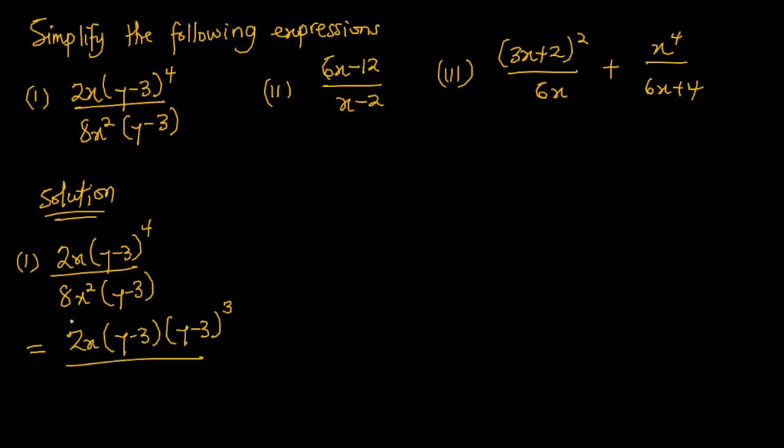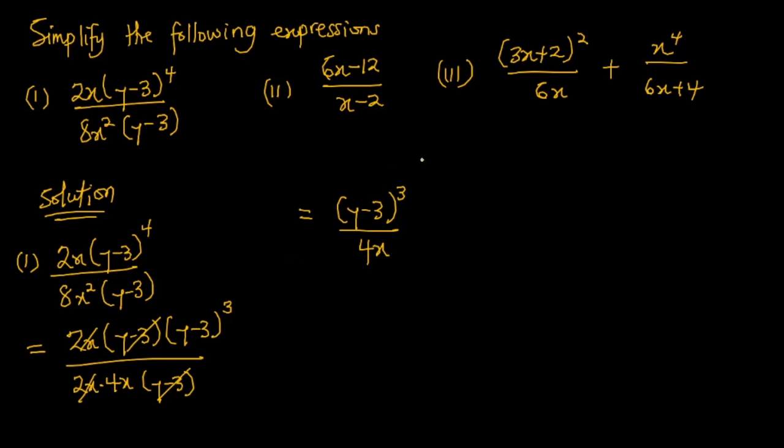Then, divided by the 8x squared I have over here, I can rewrite it as 2x multiplied by 4x. So 2x by 4x will give me 8x squared. Then I have y minus 3 over here. So from here I can see that the 2x can cancel this 2x, and y minus 3 will cancel this y minus 3. So I'm left with (y minus 3) cubed at the top, and then at the bottom only 4x. So that becomes my final answer for the first expression.